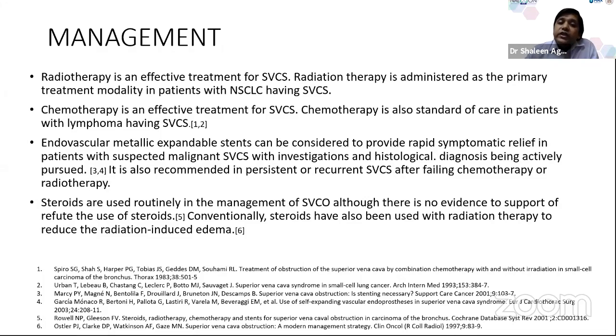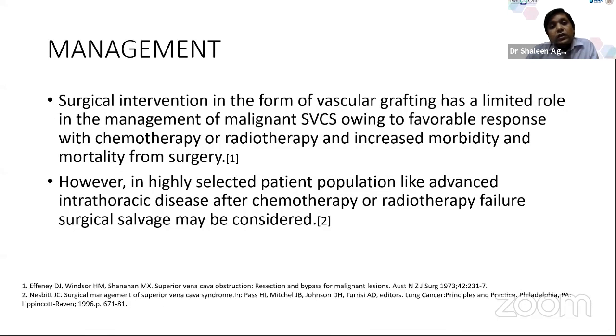Steroids are being routinely used in the management of SVCS. However, there is no evidence to substantiate or refute the use of steroids in these cases. However, conventionally, the steroids have also been used with the radiation to reduce the radiation-induced edema in these cases. The surgical intervention in the form of vascular grafting has a limited role in management of malignant SVCS owing to favorable response to chemotherapy or radiotherapy and increased morbidity and mortality from the surgery. However, in a highly selected population, like advanced intrathoracic disease after chemotherapy or radiotherapy failure, surgical salvage may be considered.